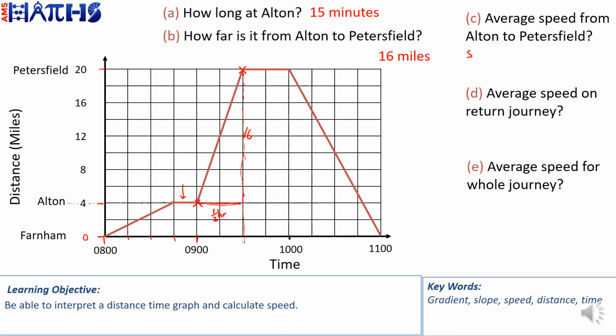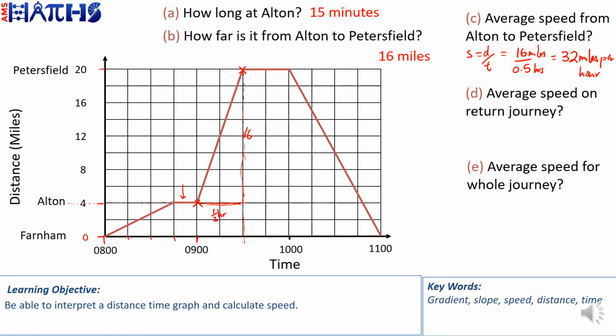So to find the speed, speed equals distance over time, and that's going to give me 16 for the height of the triangle from Alton to Petersfield, and the time is 0.5 hours. And so when we divide that, we get 32 miles per hour.